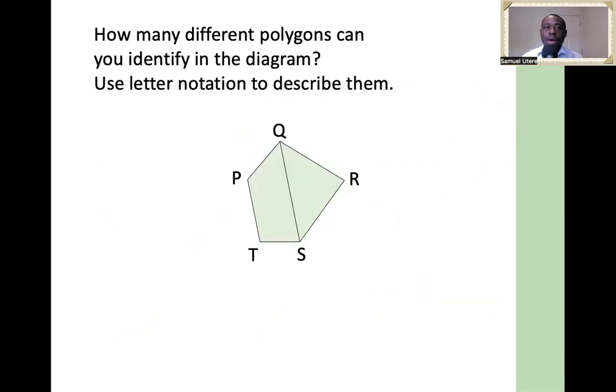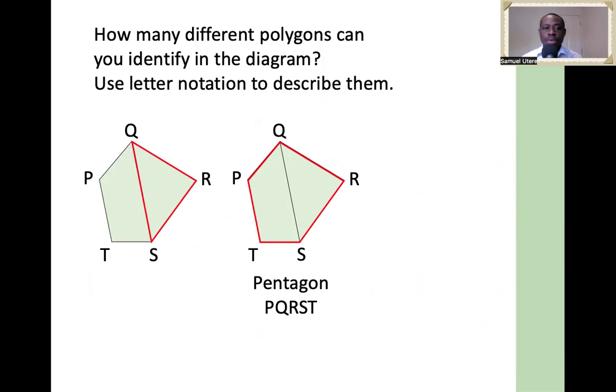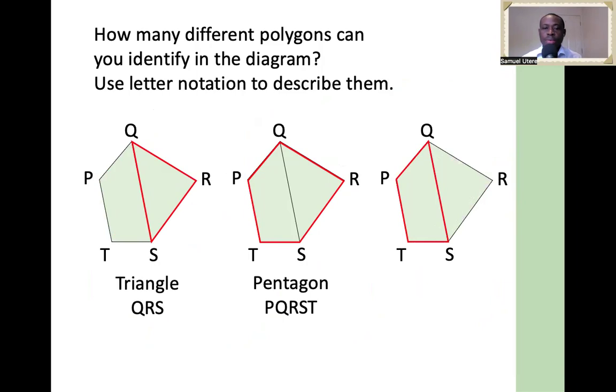Okay, how many different polygons can you identify in this diagram? Well, I'm sure you have come up with a few, but here are some we could get. We could have pentagon PQRST. We could have triangle QRS. We could have quadrilateral PQST.